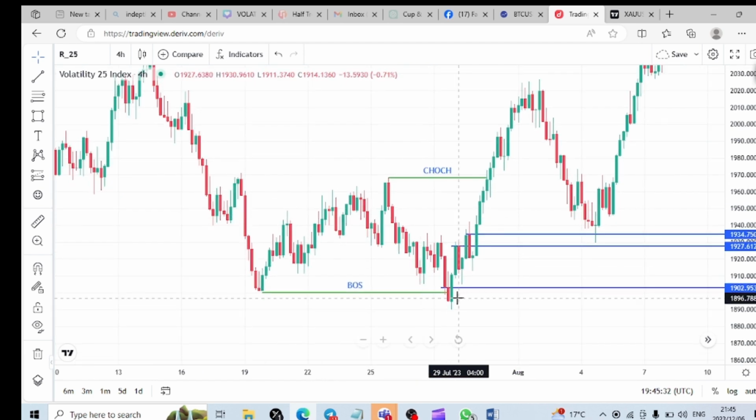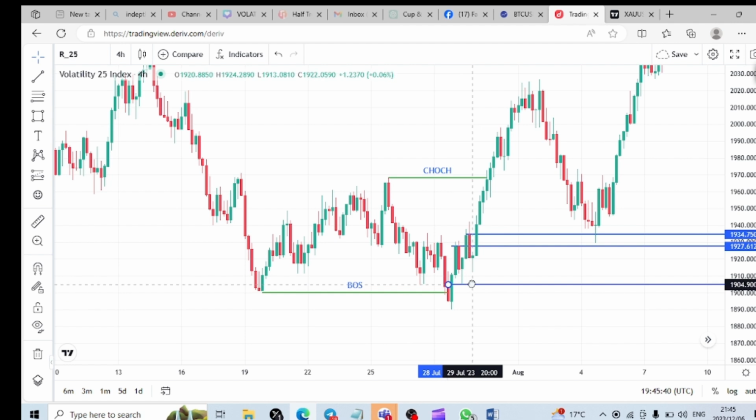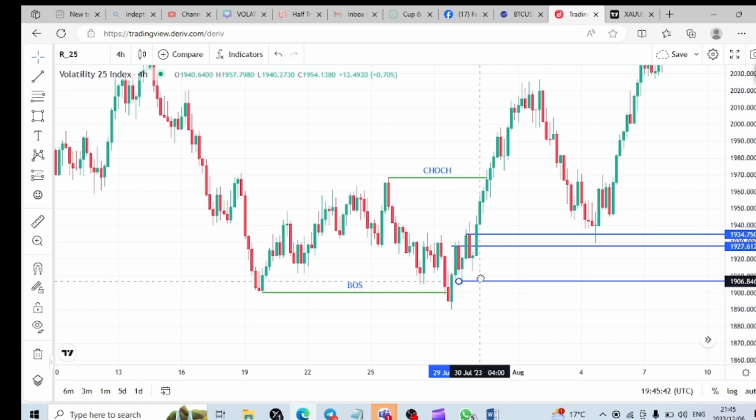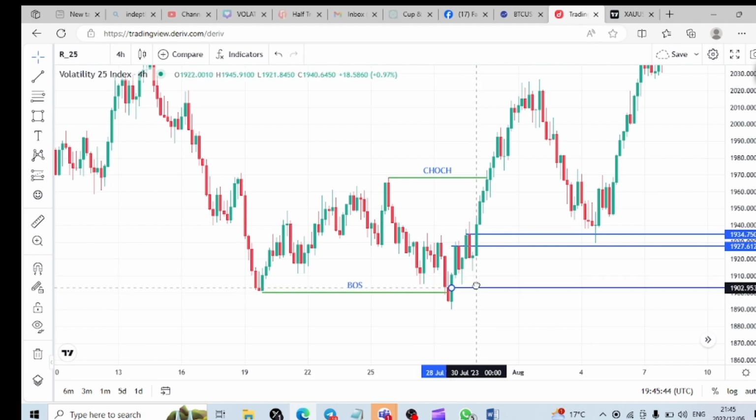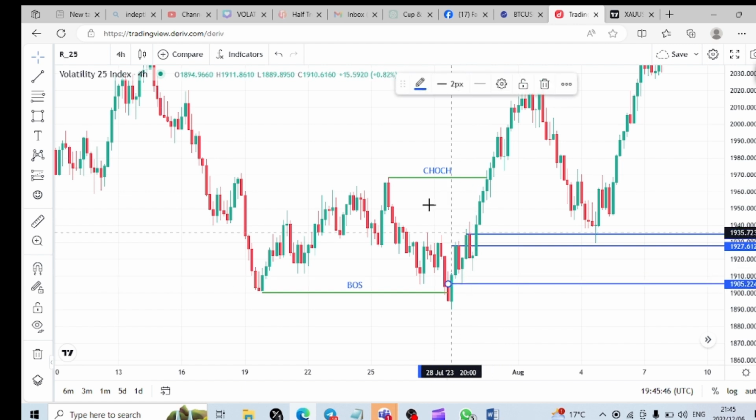block. So is it this one? Is it this one? Or is it this one? We have 3 red candles. So which one is the last? If you observe carefully, here we have a change of character, but which one becomes the valid order block?